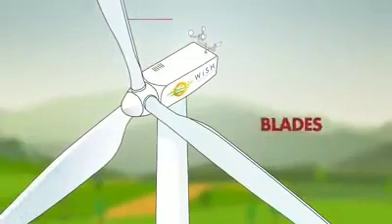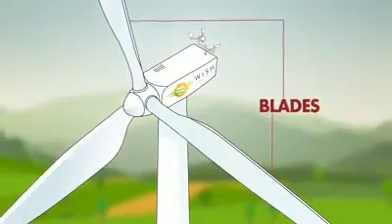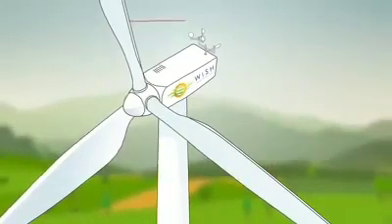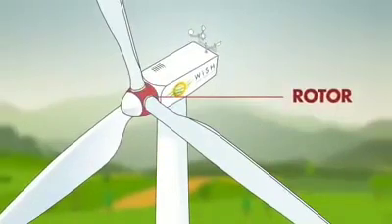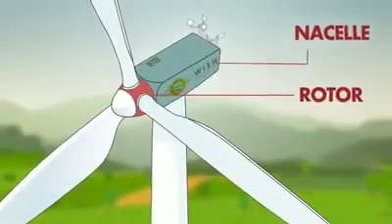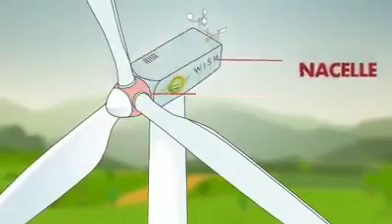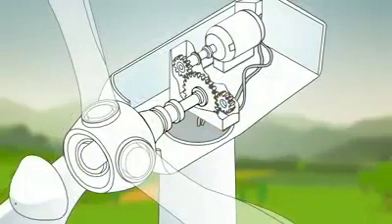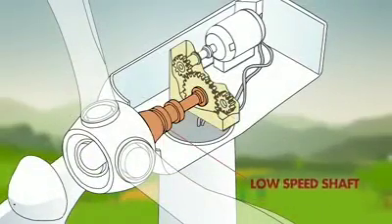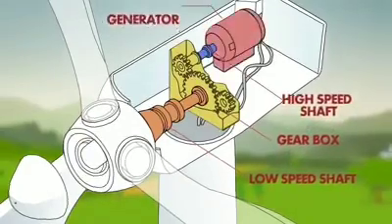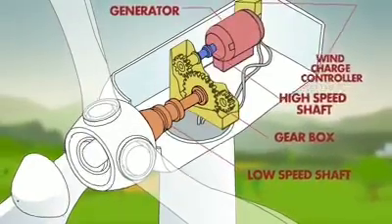A wind turbine's most prominent components are its blades. Most turbines usually have either 2 or 3 blades. The hub and the blades together form the rotor, while the main body of the turbine, sitting on top of the tower and behind the rotor, is called the nacelle. Inside the nacelle is the heart of the turbine, which consists of the low-speed drive shaft, the gearbox, the high-speed drive shaft, the generator, and the wind charge controller.